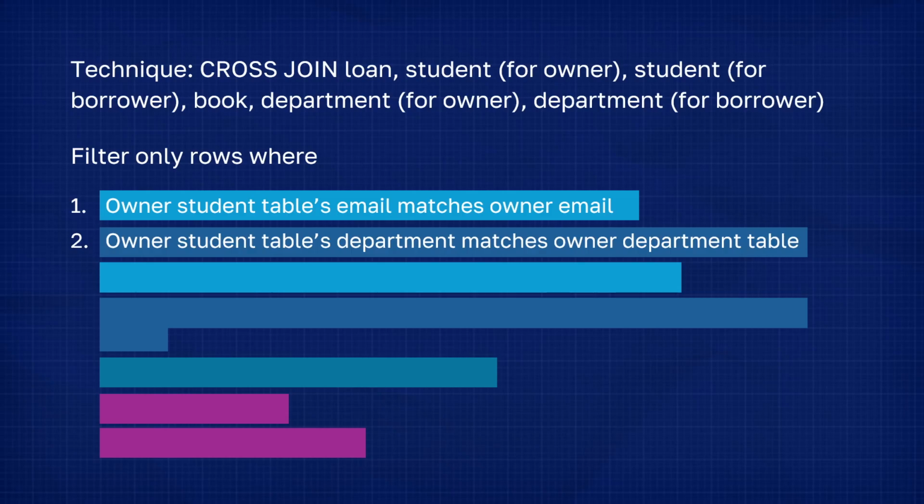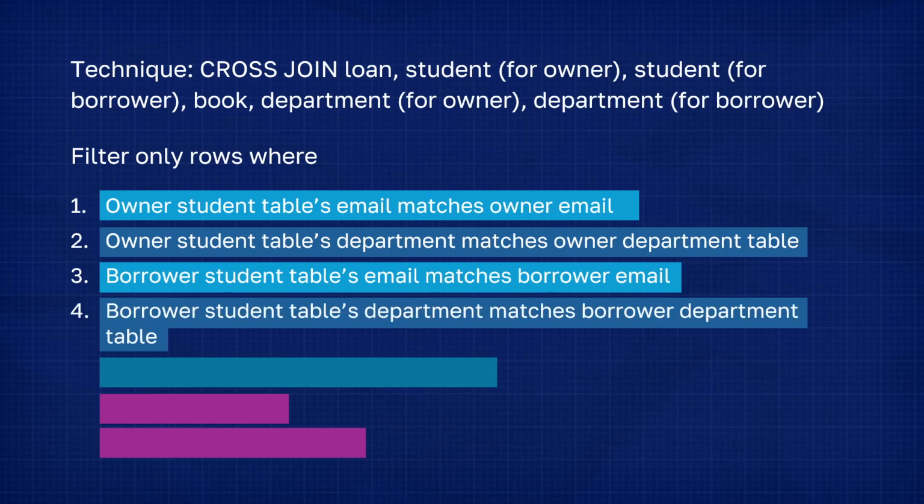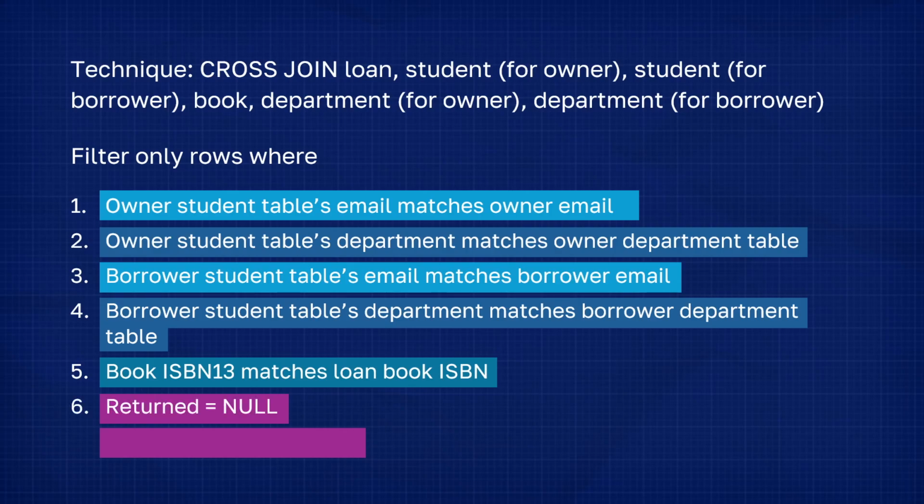Once I get that, I have another student table for the borrower. I match the email with the borrower email. So now this is the borrower row. I get the borrower department, match the faculty. So now this is the borrower faculty. Okay. Then finally, I just need to match the books. At the condition where the return must be now, so it hasn't been returned yet. And finally, the publisher must be Wiley.